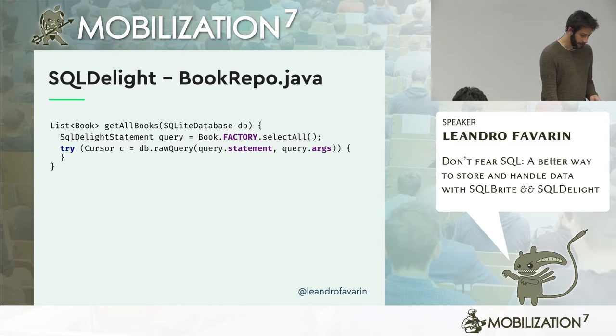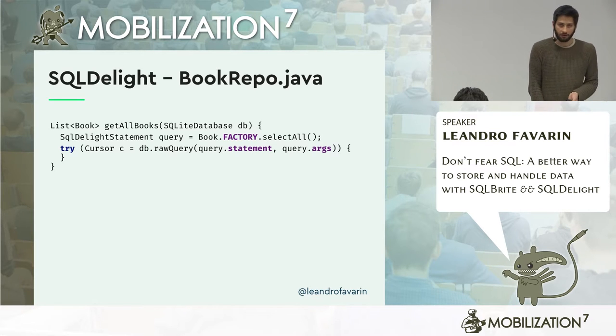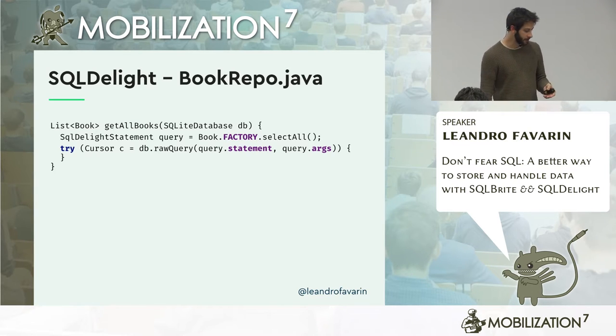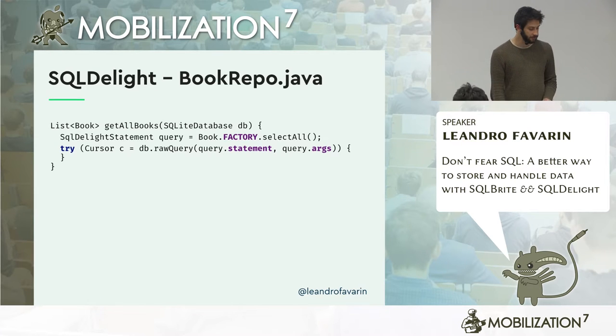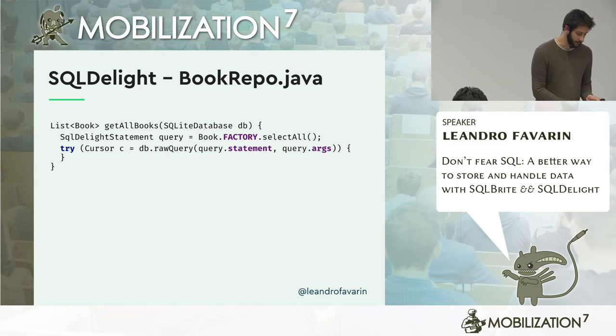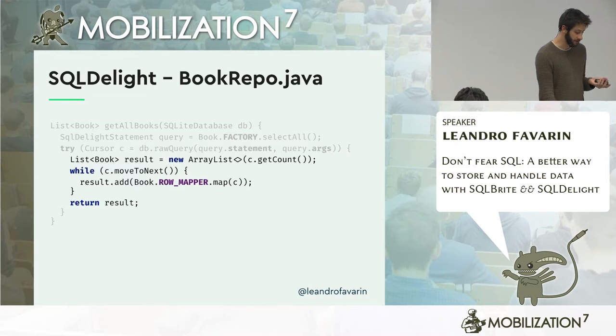Then, having this query, I just do the raw query like as we had before, and then this query gives me three fields. One is the statement itself, the arguments, and the table name. I'm not showing the table name here, but using those two, I get back the cursor. And then with the cursor, now we're going to use the magic that SQLDelight asks us to do.